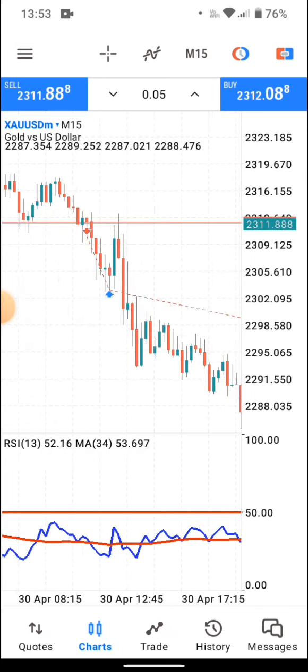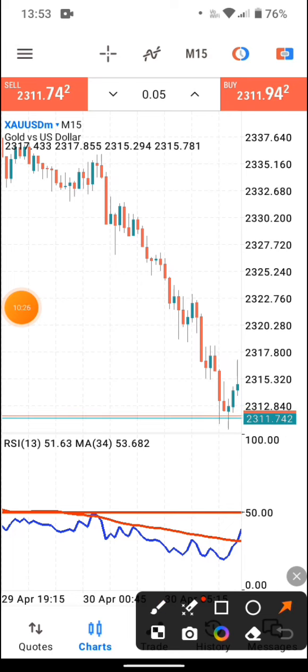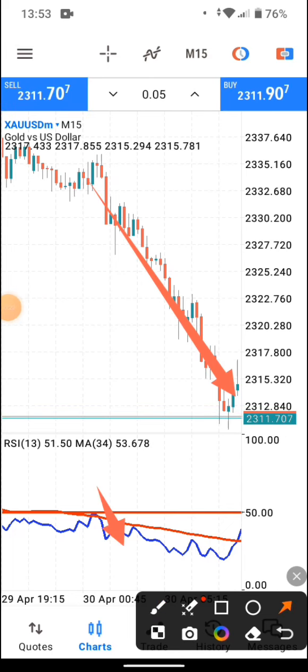Okay, so we have a sell here. You can see from our indicators, the RSI was below the 34 moving average. This is the 34 moving average, this red line.